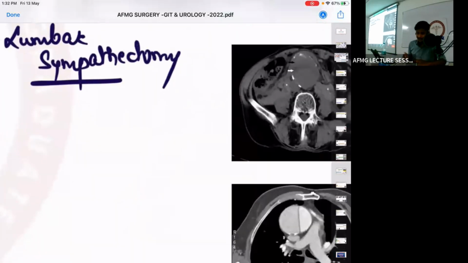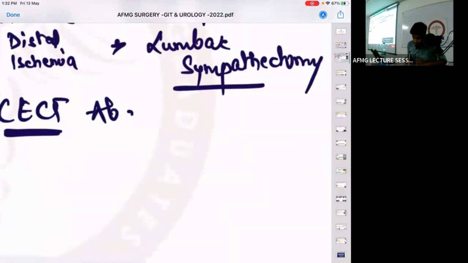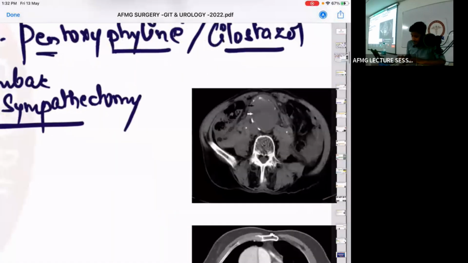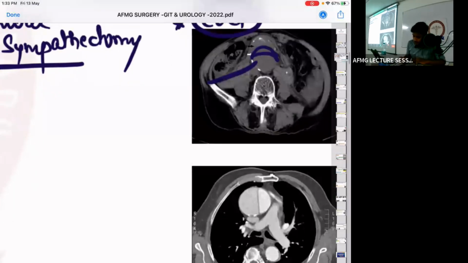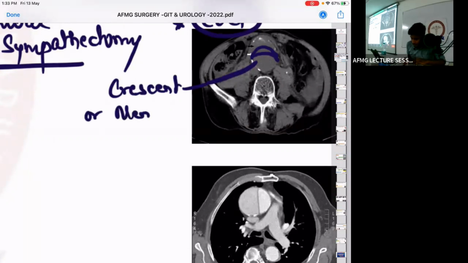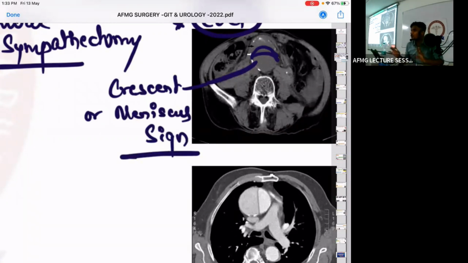If I perform a CECT abdomen in a patient with aneurysm, I can see the sign. Here you can see it. This is the CECT abdomen of an aneurysm. Very good, you can see a crescent sign. Meniscus and half-moon shape, what do you call it? Either crescent or meniscus. Anywhere you see a half-moon shape, you will call it crescent.